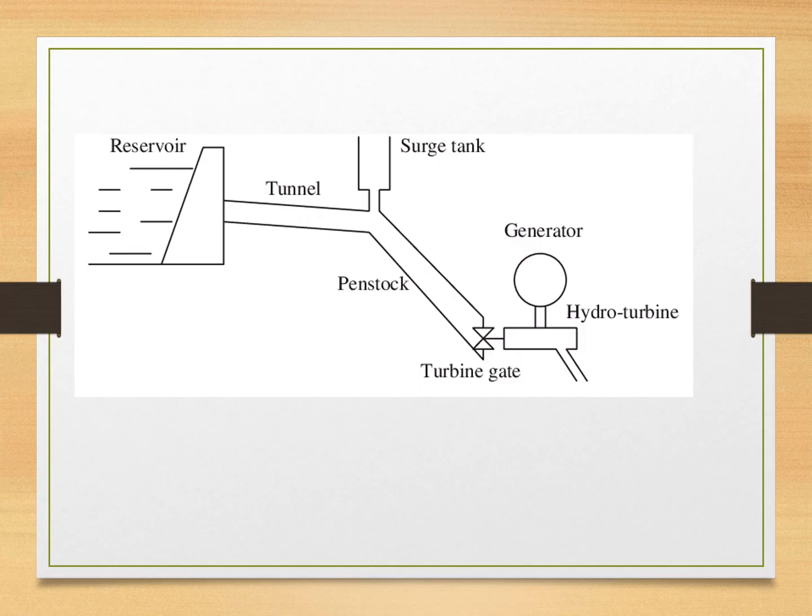So here is a diagram which shows a reservoir, that is from the catchment area. The water is passed through the tunnel, and there is a surge tank which helps to reduce the pressure, and there is a penstock. From this, the potential energy is converted to kinetic energy, and there is a turbine gate, and the electric generator generates the three-phase electric supply, and there is a hydro turbine. So this is the diagram of a hydropower plant.